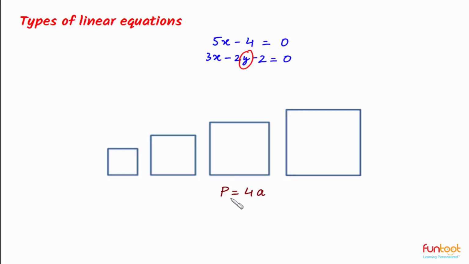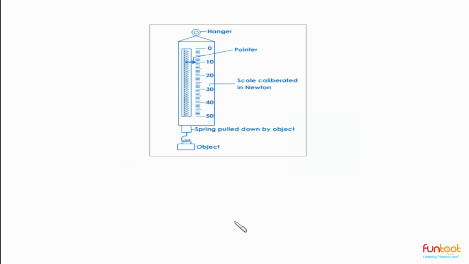We are able to form this linear equation P is equal to 4a from the knowledge that perimeter P is directly proportional to the side of the square a. That means if a increases, P also increases. Similar situations we have in real life also.